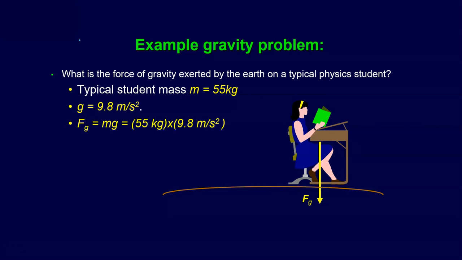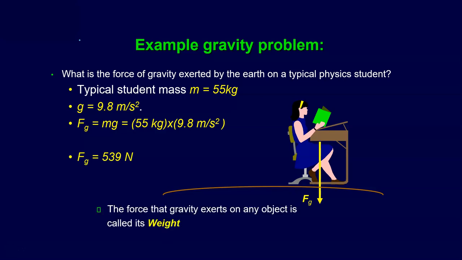And so when we do this, Fg is equal to m times g, 55 times 9.8, and we get 539 newtons. And the force that gravity exerts on any object is called its weight. And so this person here has a weight of 539 newtons. Now, of course, these are the SI units, which are almost always what we're going to use.